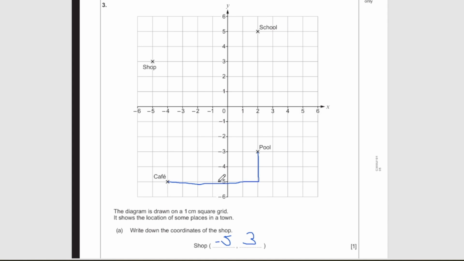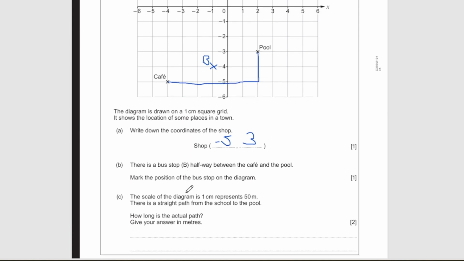Halfway, half of 6 is 3, so let's go along 1, 2, 3 and up, rather than up 2, we'll do half of 2, which is 1. So we'll go across 3, 1, 2, 3 and up 1. So there is halfway between the cafe and the pool. I'll mark it B just so that we can see that it's the bus stop.